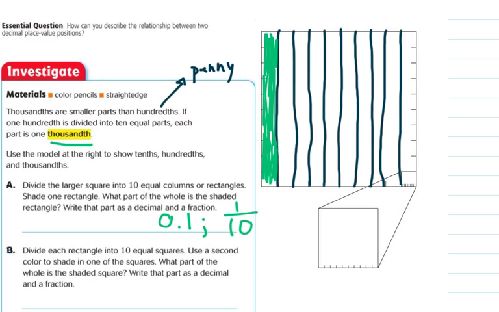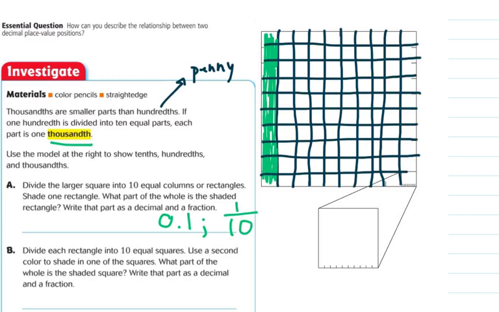B says divide each rectangle into 10 equal squares. Use a second color to shade one of the squares. What part of the whole is the shaded square? Write that part as a decimal and as a fraction. So now, boys and girls, we are going to create our squares. Miss G wasn't able to use a straight edge, but if you're using a straight edge, your line should look much better than mine.